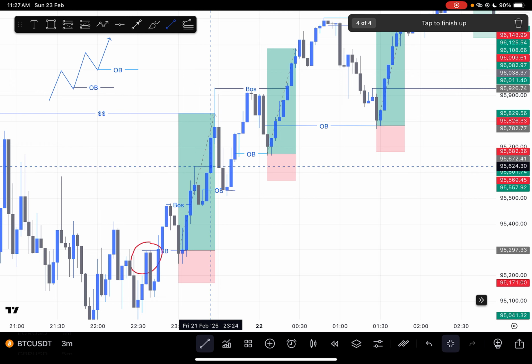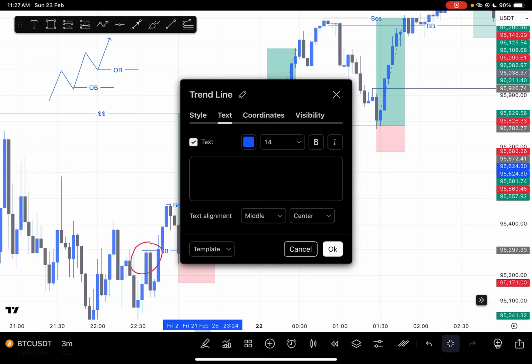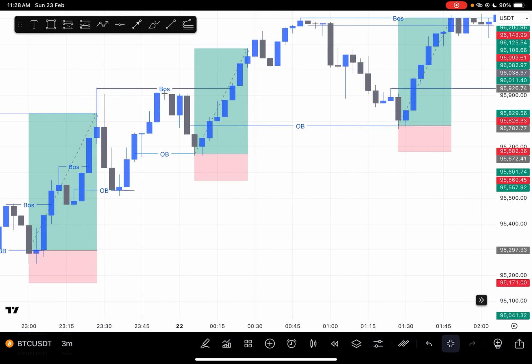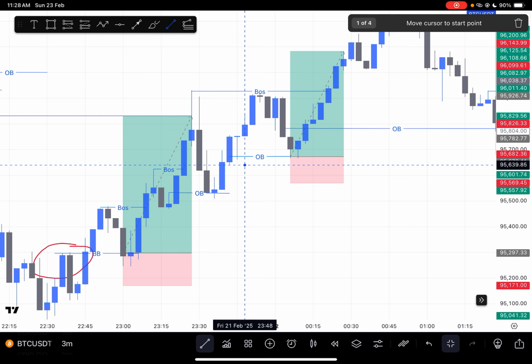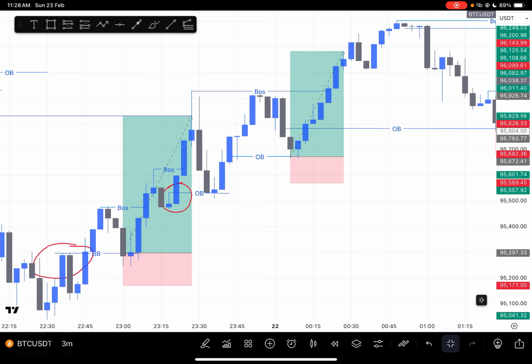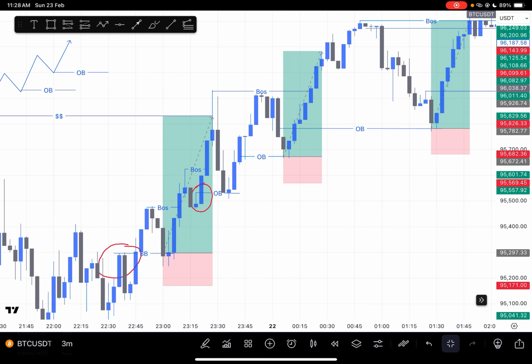So after this second break-up structure, if you observe here, I also marked another OB here. So how will you be able to know that there's an order block each time price creates a break of structure? How will you be able to know there's an order block at the previous low?